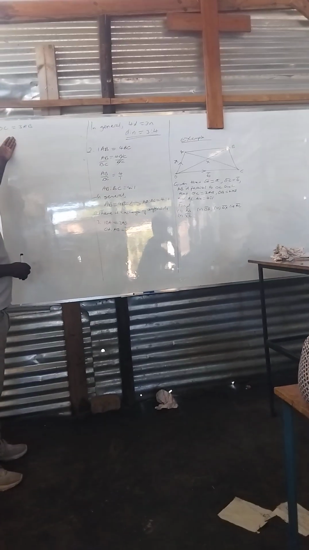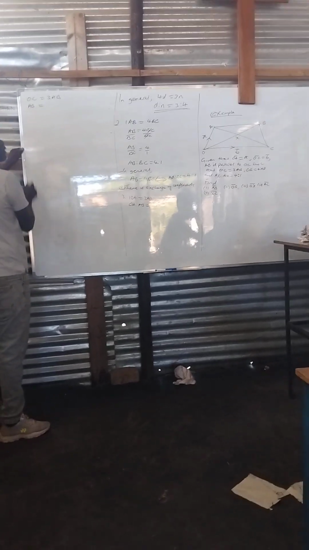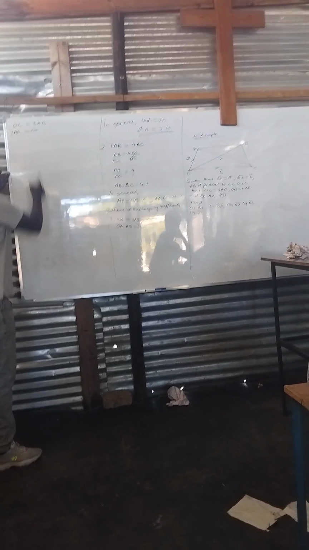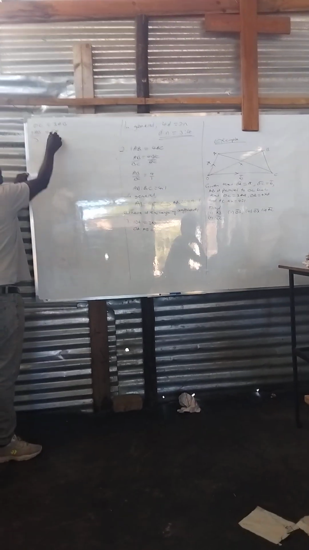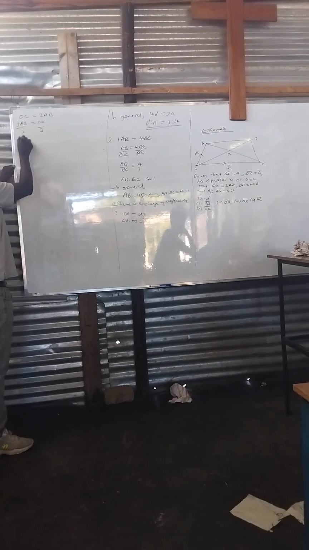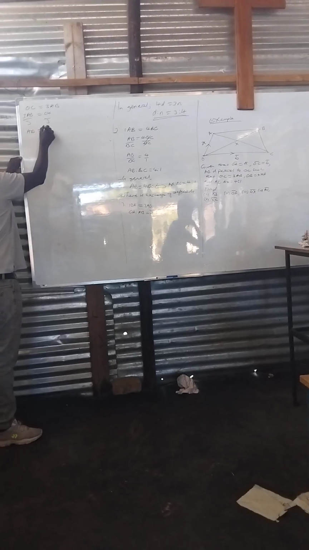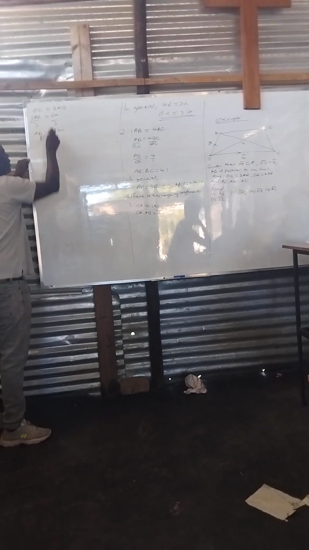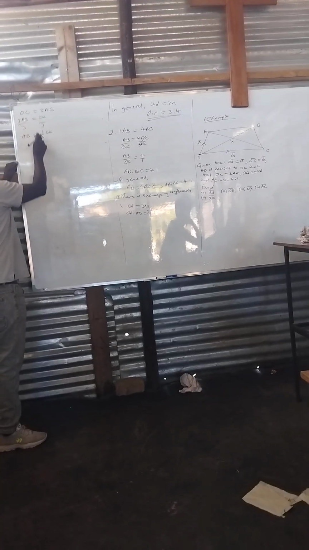If I want AB, what do I do here? I say 3AB is equal to OC. I divide by 3 on both sides. And therefore AB is equal to what? 1 over 3 OC. So 1 over 3 multiplied by OC.